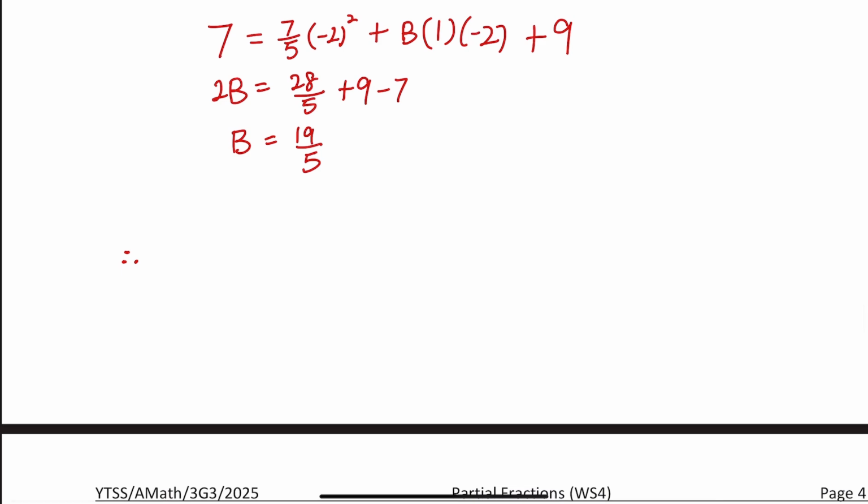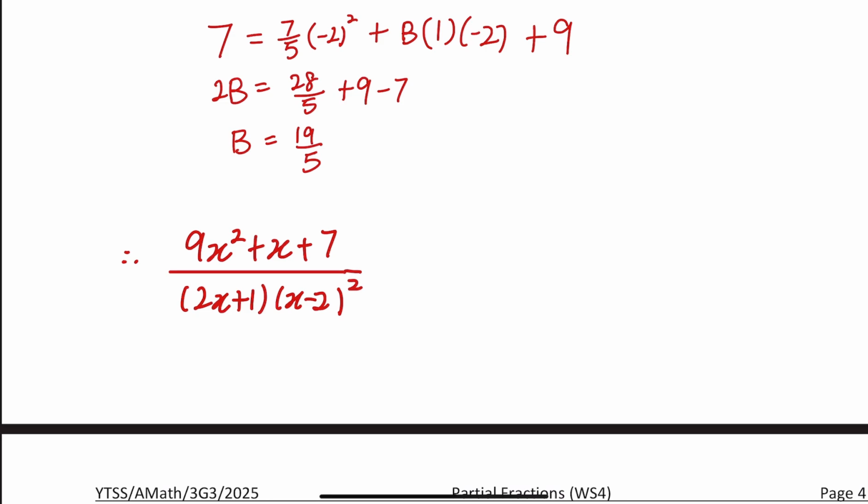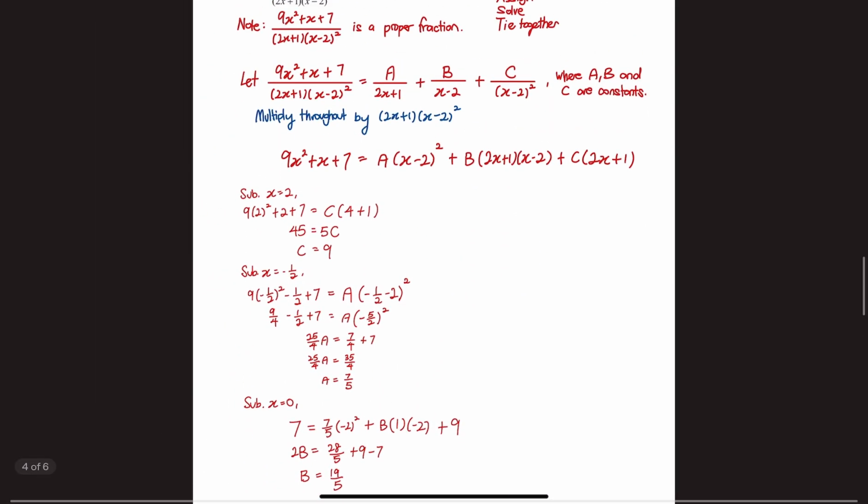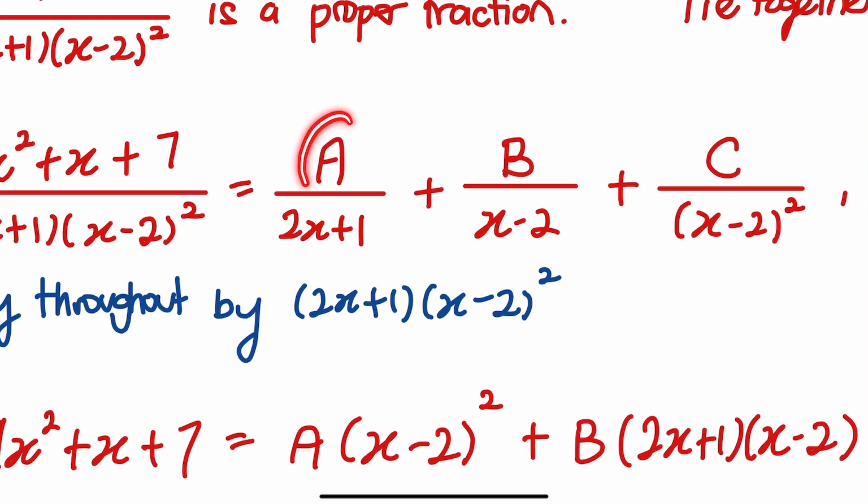Therefore, (9x squared plus x plus 7) over (2x plus 1)(x minus 2) squared is equal to, so A is 7 over 5, but take note, I shouldn't write this as 7 over 5 like this. This 5 will go down and be multiplied to the denominator.